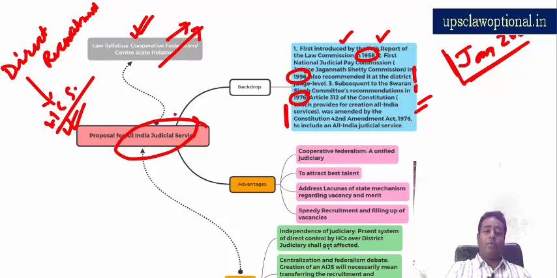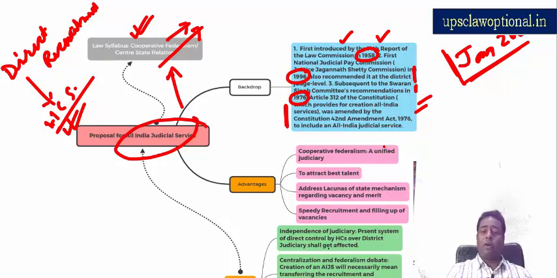Now, if All India Judicial Service comes into place, it certainly will have an impact on the center-state relations and also cooperative federalism, that we know is one of the core aspects of our constitutional structure. From that angle, we will evaluate this. Now, what are the advantages even if we have this in place?